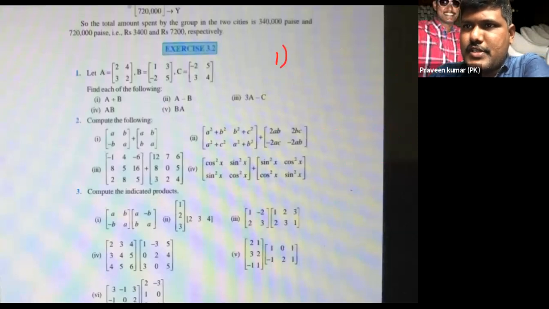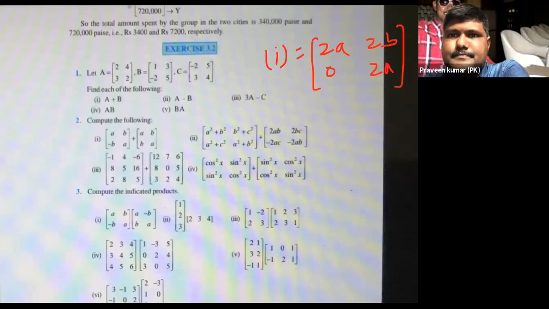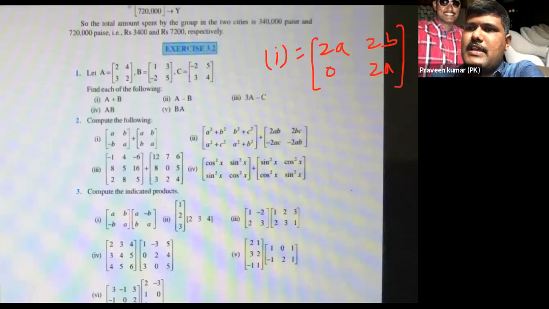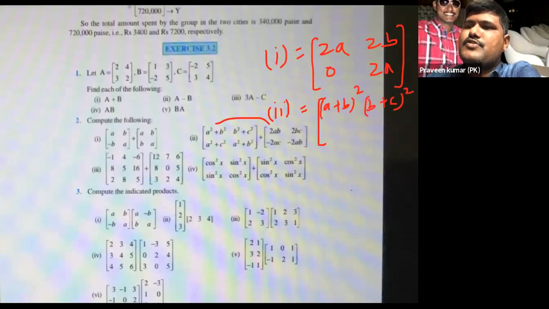First one, I am telling you the answer, dear students. A plus A is 2A, B plus B is 2B, 0, 2A. Correct? Second one answer: A square plus B square plus 2AB, A plus B whole square. B square plus C square plus 2BC, B plus C whole square. A square plus C square minus 2AC, A minus C whole square. A square plus B square minus 2AB, A minus B whole square. Understand? This is the formula.